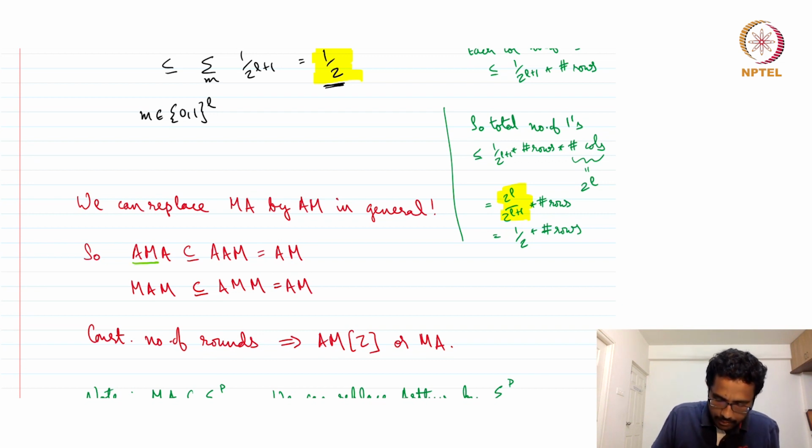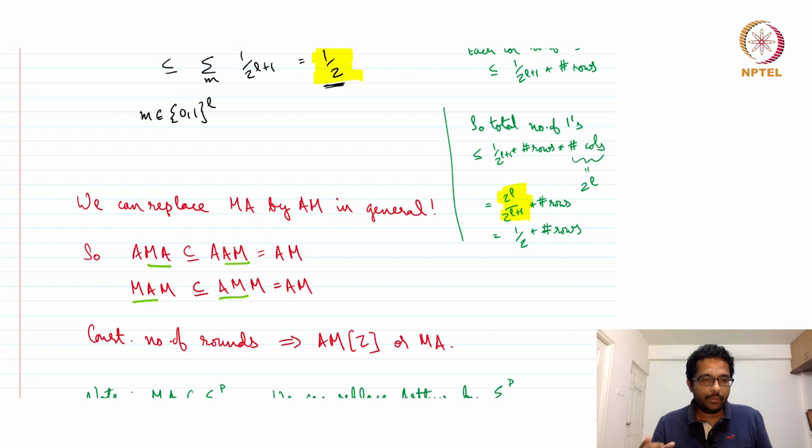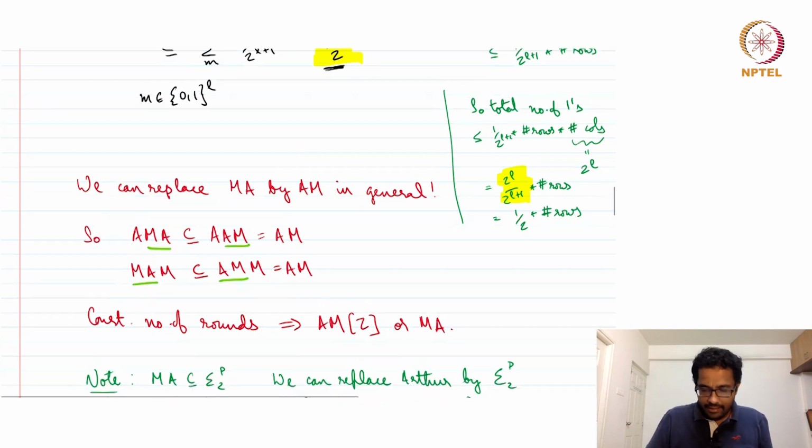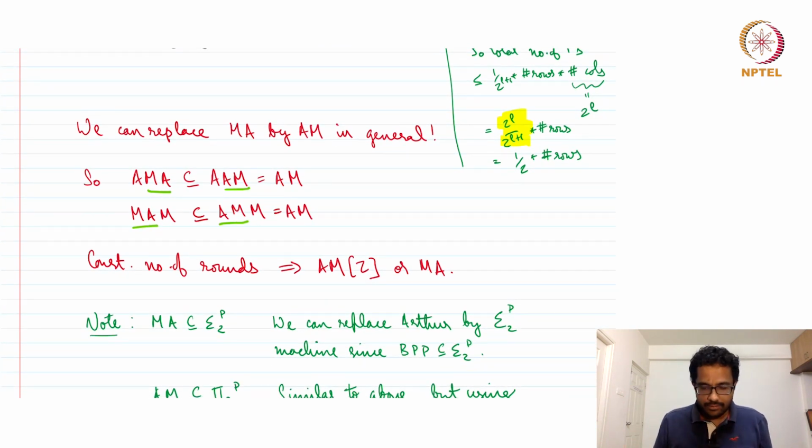Similarly, even if you have MAM, where Merlin, Arthur, Merlin, in the first case this MA was replaced by this AM. In the second case, this MA can be replaced by this AM, and instead of Merlin sending two strings M1 and M2 one by one, you can think of him as sending one big string, M1 and M2 concatenated. So even that is equal to AM, and you can do this as long as it's a constant number of such replacement operations. That's why whenever we have constant many rounds, this can be replaced by a 2-round protocol.